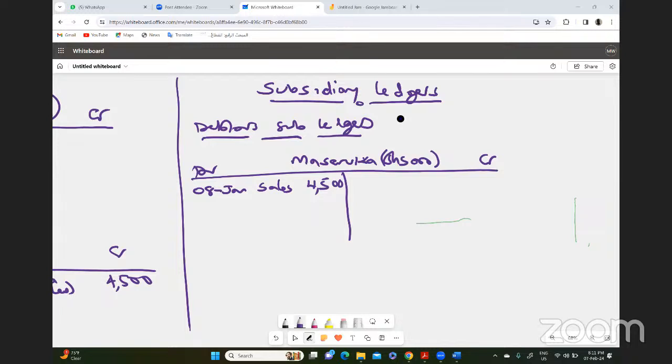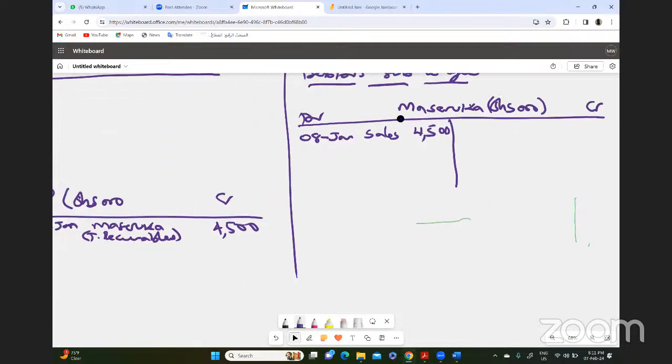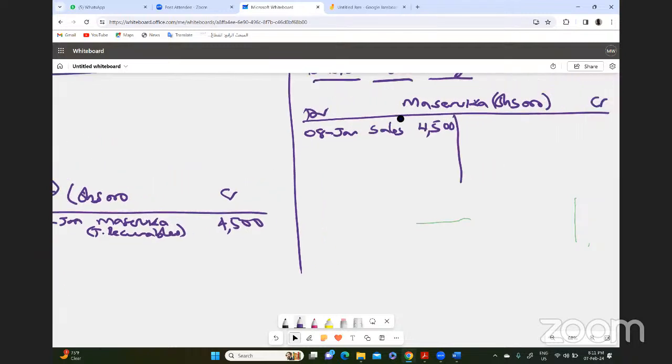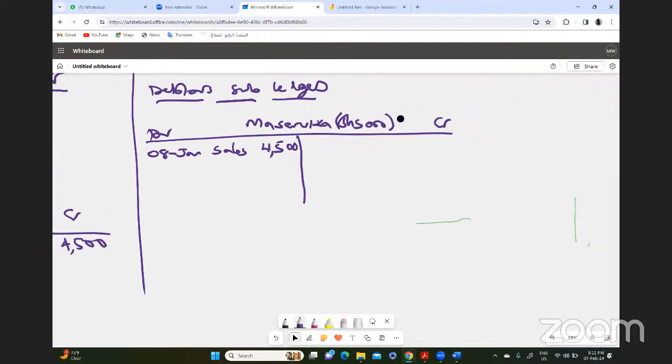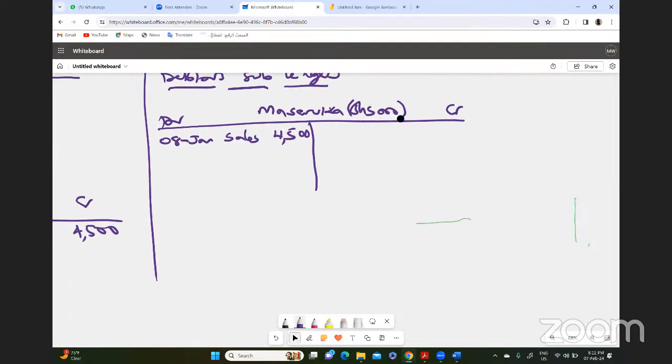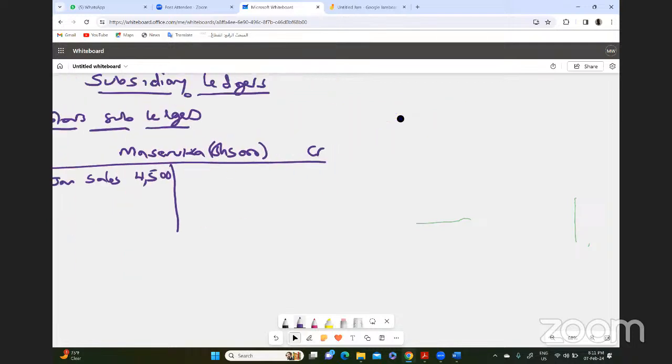So should we go ahead? Okay. Someone said we didn't pass Haji, but was Haji a debtor? Haji was a creditor. So we can also pass that ledger. It is a subsidiary ledger, but this subsidiary ledger is a creditor's subsidiary ledger. It's not debtors.